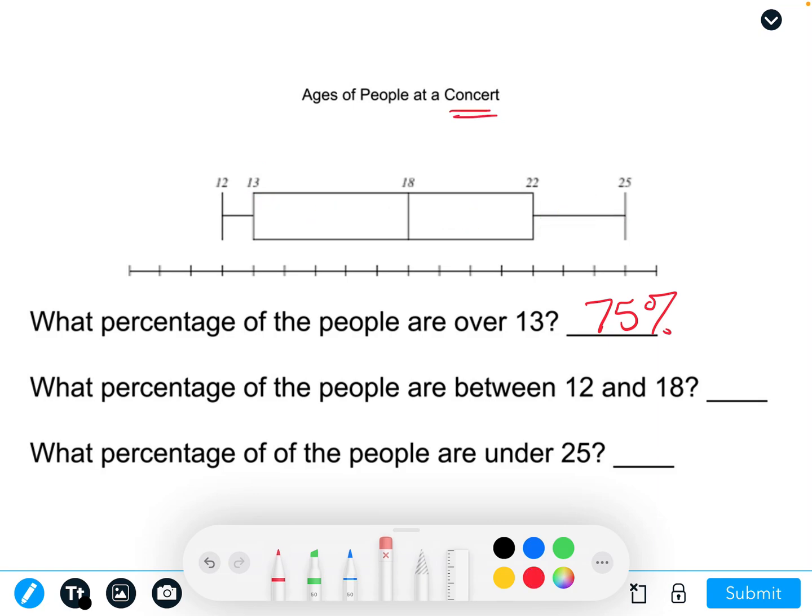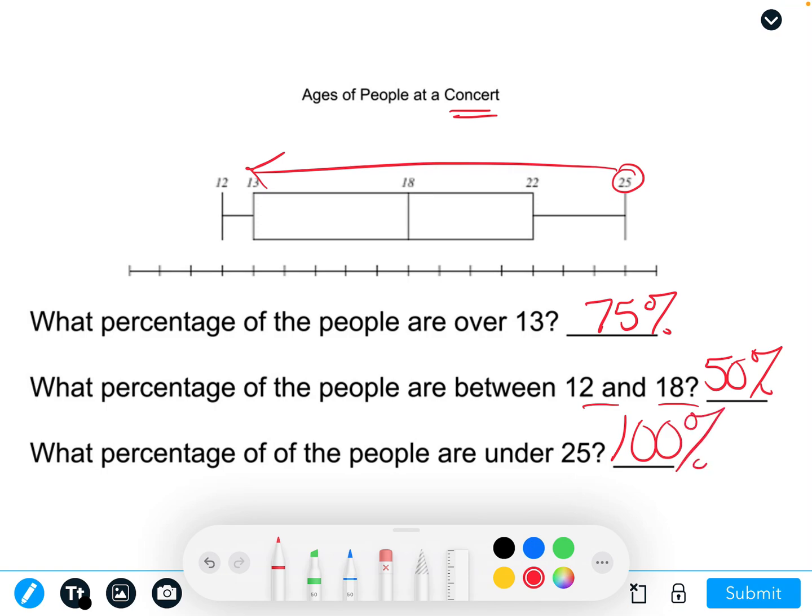The next question asks us, what percent of people are between 12 and 18? So I have a 12 here and an 18. Between 12 and 18, I have 2 sections. Each are worth 25%. So that would be 50% of the people are between those ages. And then lastly, what percent of the people are under 25? 25 is right here. Under would be all of it, all 4 sections, which is 100%. And that concludes our review on data analysis.